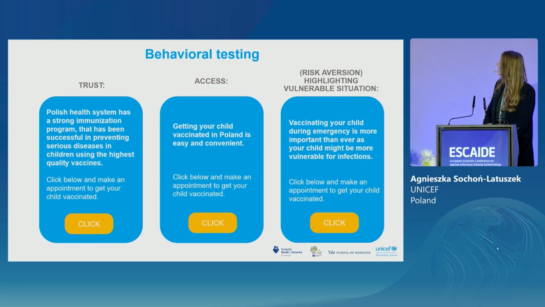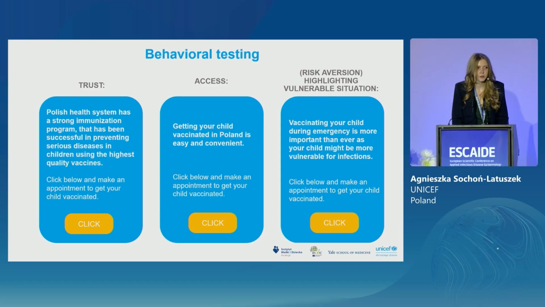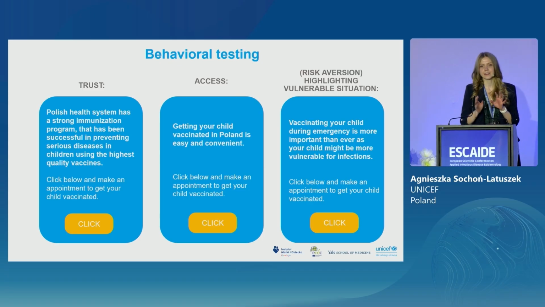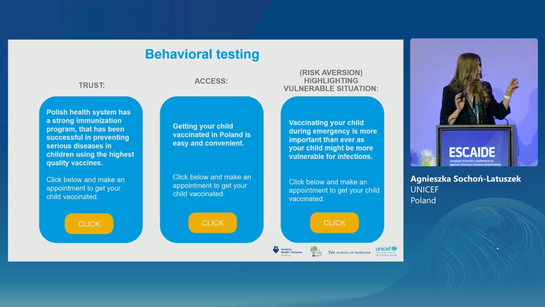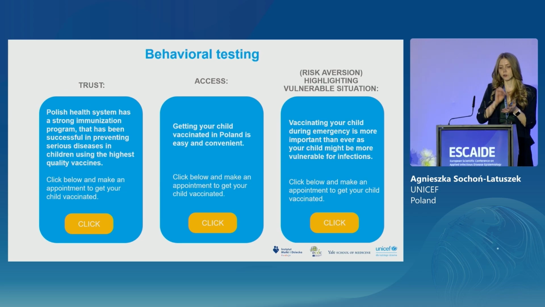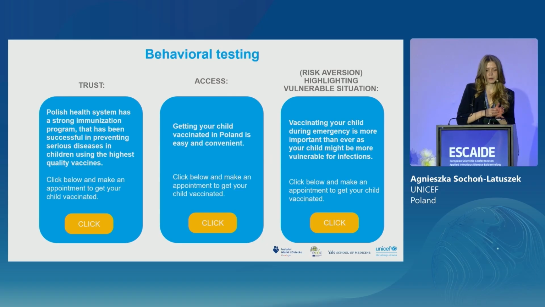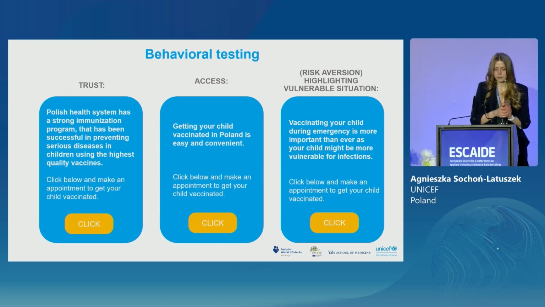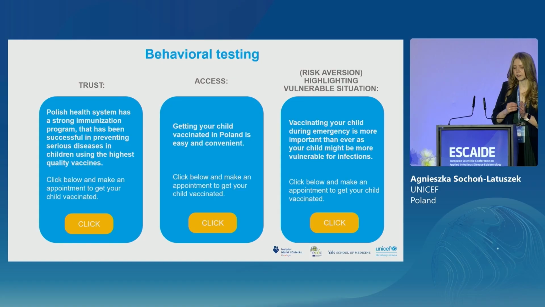I said at the beginning that we wanted to have something tangible. That's why we not only used the survey, but with the 5C model, it helped us to build the communication with the mothers. And we actually built 3 different types of communication. And with the randomized control trial, we tested them among the mothers. So these are the 3 different messages that we used. The first is leveraging trust. The other one, access, because we talked about the constraints a lot, and also the highlight of vulnerable situations.